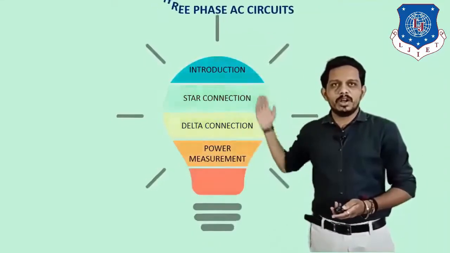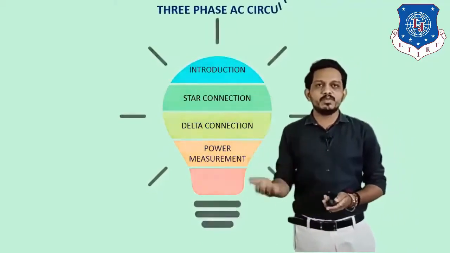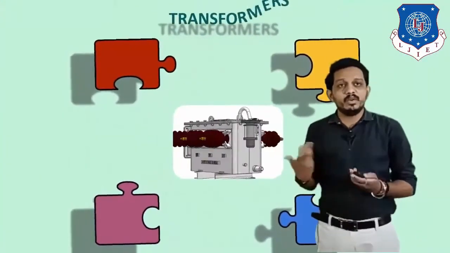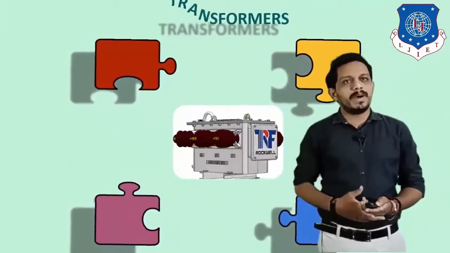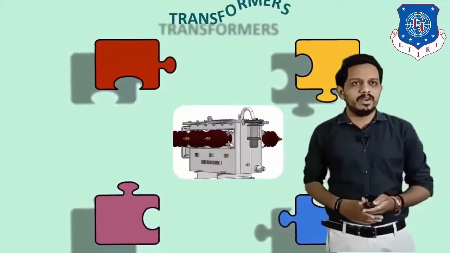So this was all about the AC circuit, unit number 2. Now let's move towards unit number 3, that is transformer. In transformer, we know that transformer is a very important device for transferring the power and for increasing and decreasing voltage level as per our requirement.